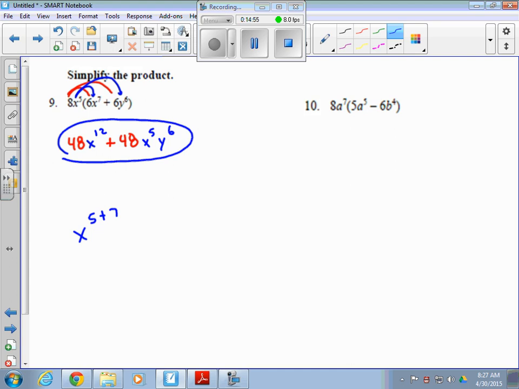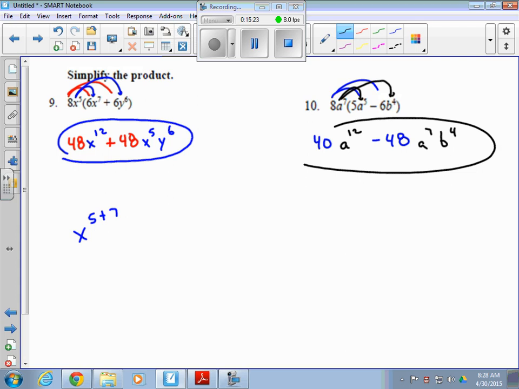We're going to do the same thing with number 10. 8 times 5 is 40. 8 times negative 6 is negative 48. Do the same thing with the variables. A to the 7th times a to the 5th. You add 7 plus 5 and you get a to the 12th. A to the 7th times b to the 4th. You don't add those because they're different. You still represent a to the 7th, b to the 4th. And here is your binomial.